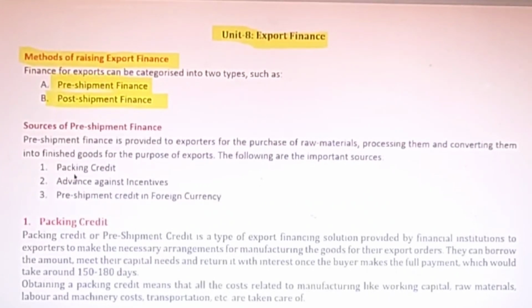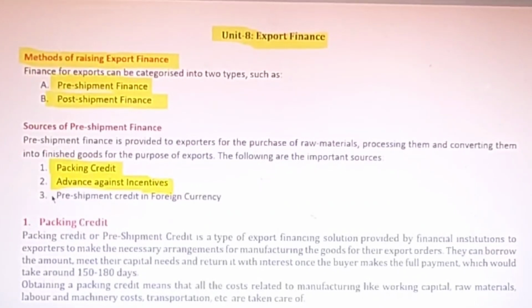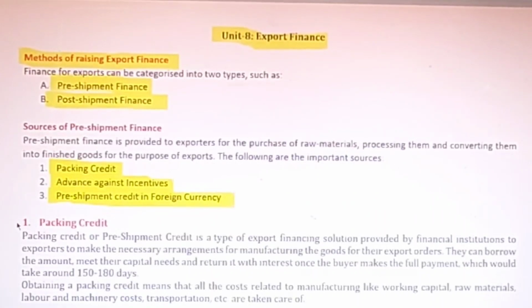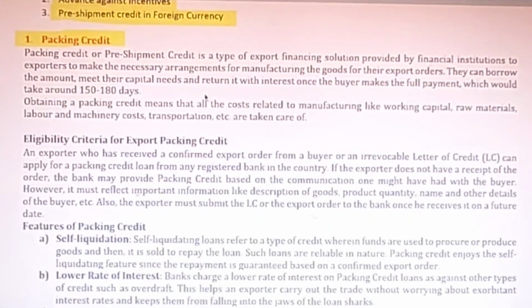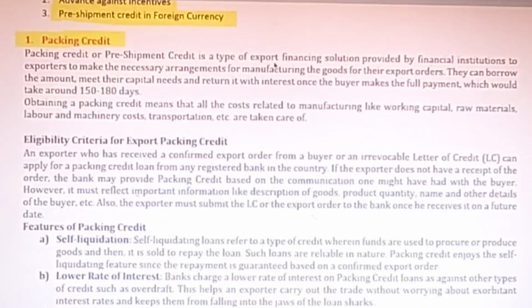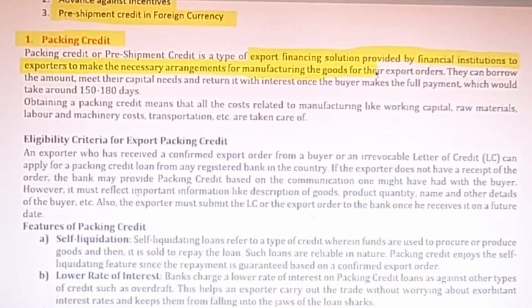The pre-shipment finance, there are three sources. One is packing credit. Second one, advance against incentives. And third one, pre-shipment credit in foreign currency. Now ये तीनों मेथड से सबसे इम्पॉर्टेंट मेथड है पहला वाला, that is packing credit. Very important one. Let me brief you on this packing credit. Now it is a type of credit where export financing solution is provided by the financial institutions to the exporters to make necessary arrangements for manufacturing the goods for their export orders.